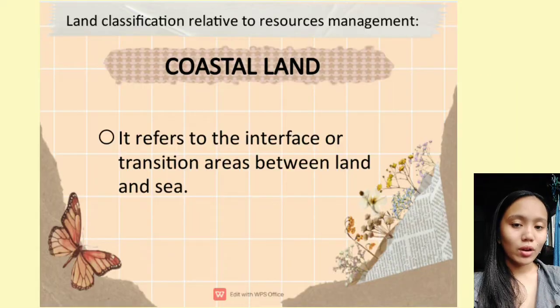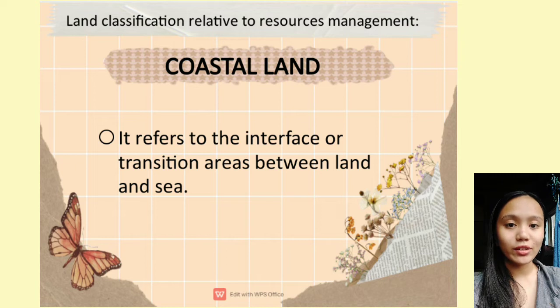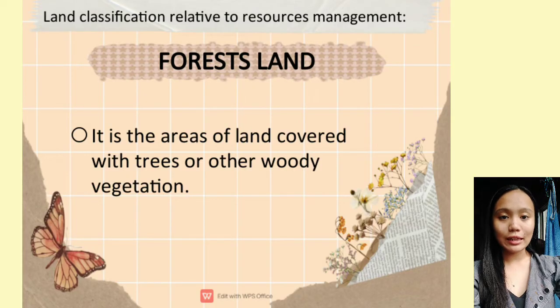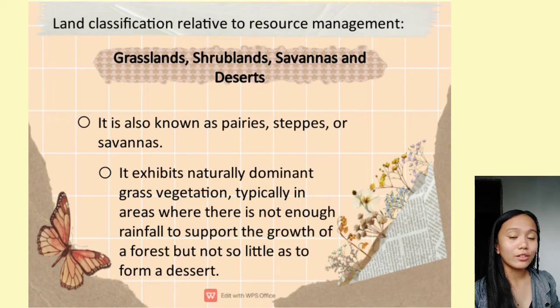Coastal land is the interface or transition area between the land and sea. Forest land refers to land that is covered with trees or other woody plants. Shrubland, savannas, and desert are also called steppes, prairies, and plains. These are grasslands with naturally dominant grass species that grow in locations where there isn't enough rain to allow forest growth.